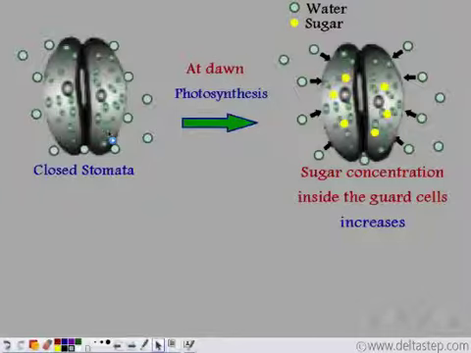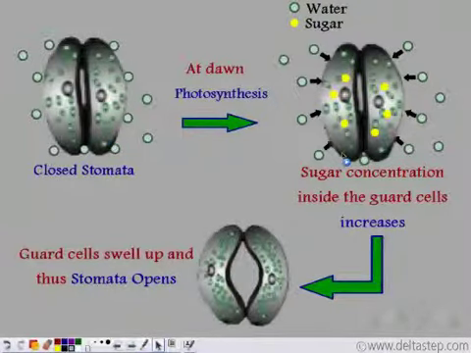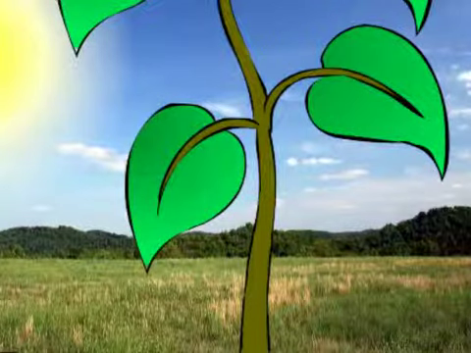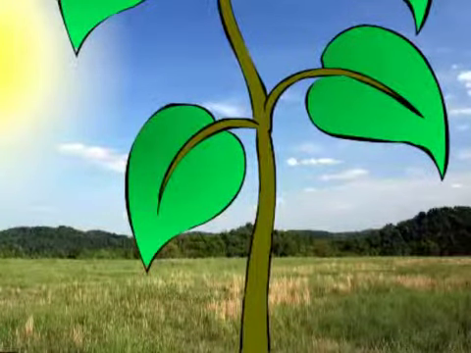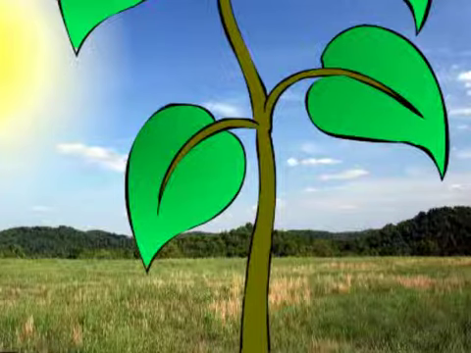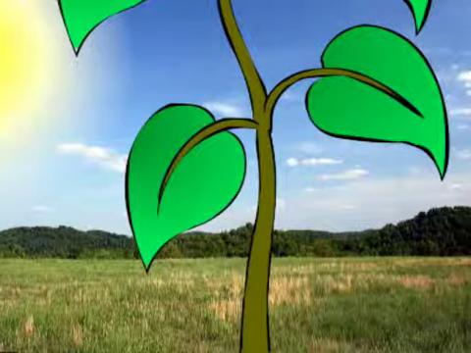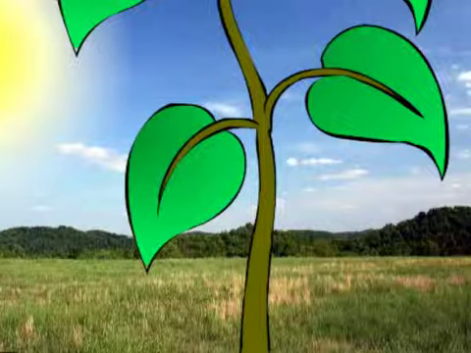Now, just like the raisins which got swollen because of the diffusion of water inside, similarly the guard cells swell up or become turgid, and that is how the stomata opens. Now that was an old theory. According to the scientists, this is the new theory which I am going to discuss with you right now.